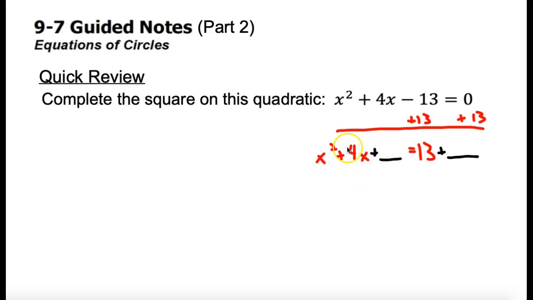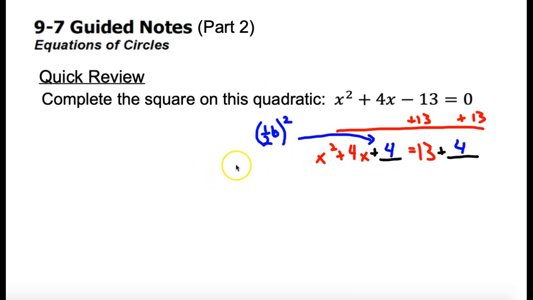So this term right here is half of whatever the b term is, and then squared. So here, if I take 4 and take half of that, half of 4 is 2, and then 2 squared is 4. So I'm going to add 4 to both sides of the equation. The reason I do that is that now this becomes factorable in a very specific way. So let's factor this equation.